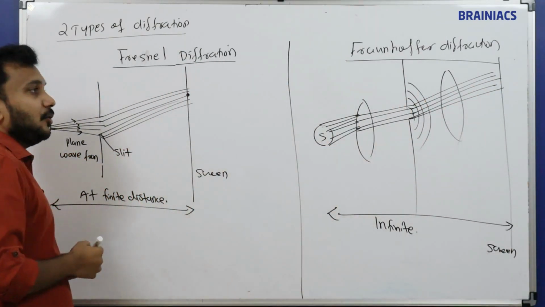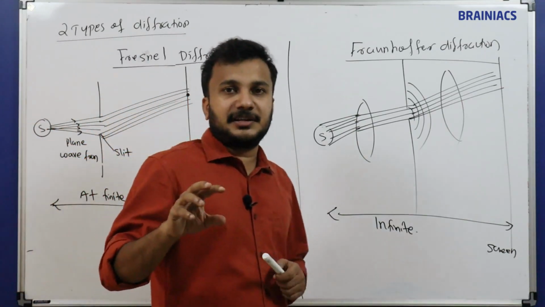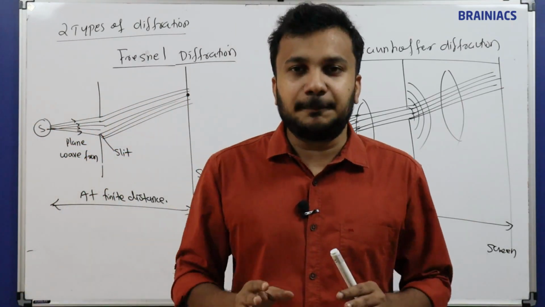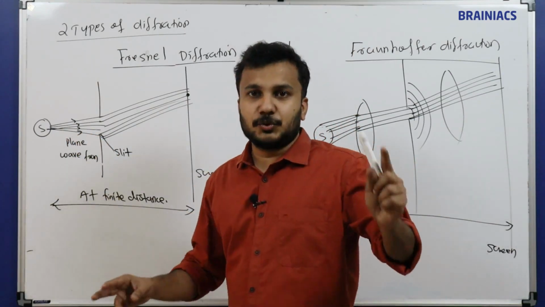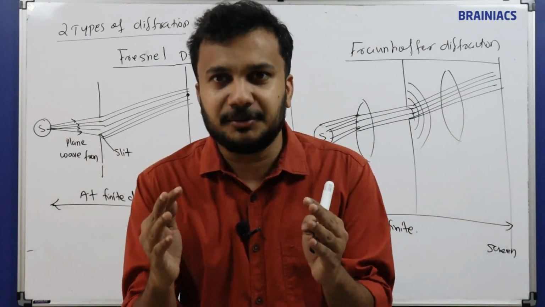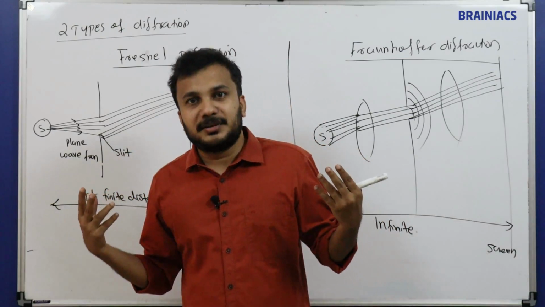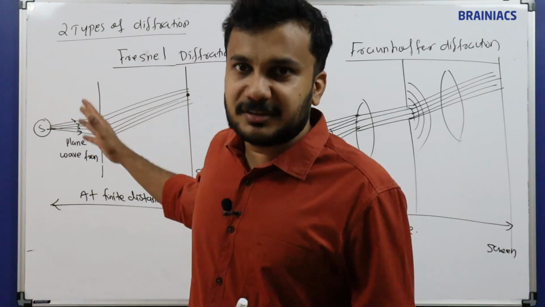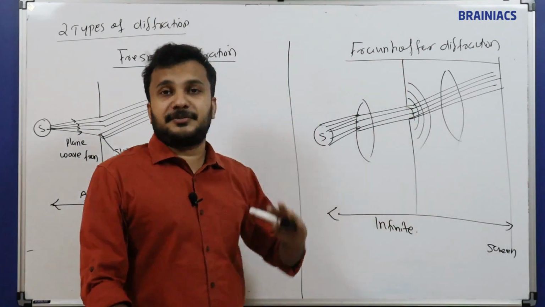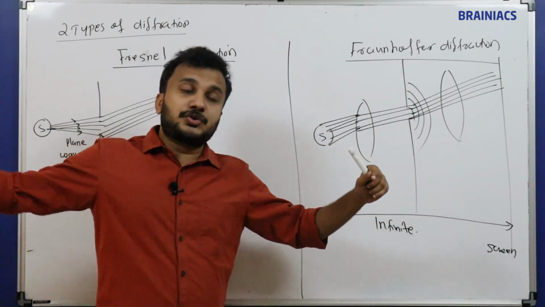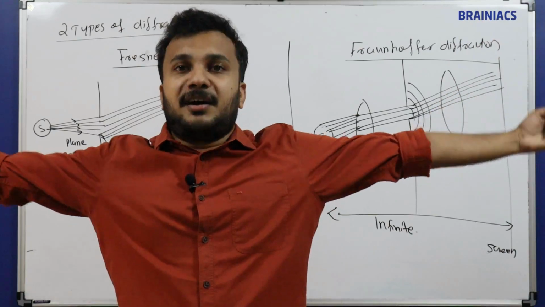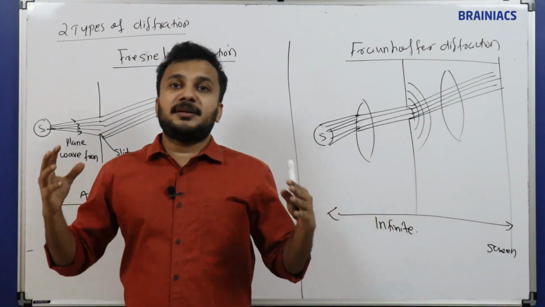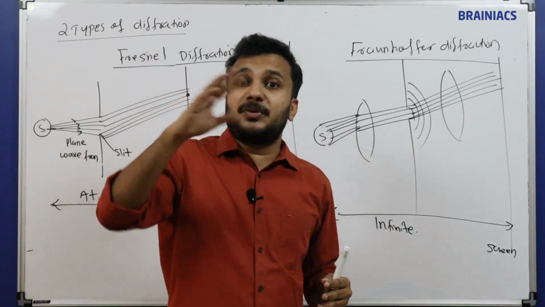Fraunhofer and Fresnel diffraction are basically the same. But in Fresnel diffraction, the source and screen are closer, so no extra arrangement is needed to create a diffraction pattern on the screen. But in Fraunhofer diffraction, the source and screen are very far away. Now, the source light is creating a spherical wavefront.